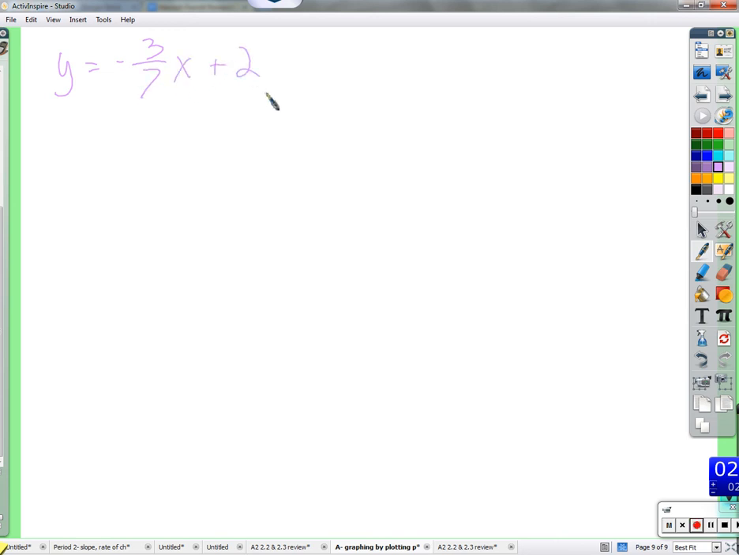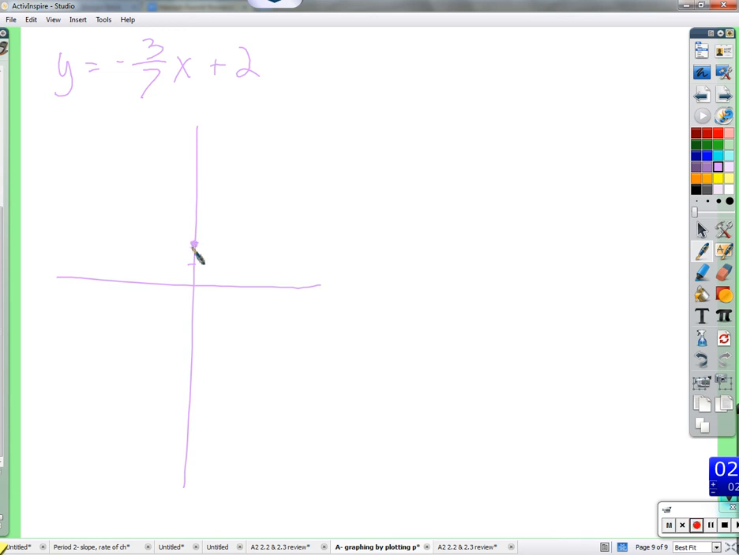I can save myself some time that way, but only after I understand what's going on, not just because I've been told to put this point on the y-axis and go up and over, and I'm not really sure why I do that. Okay? So if I plug in 0 for x, what am I going to get for y? 2. I can see that really fast. That's why I know the y-intercept is 2 so quickly.